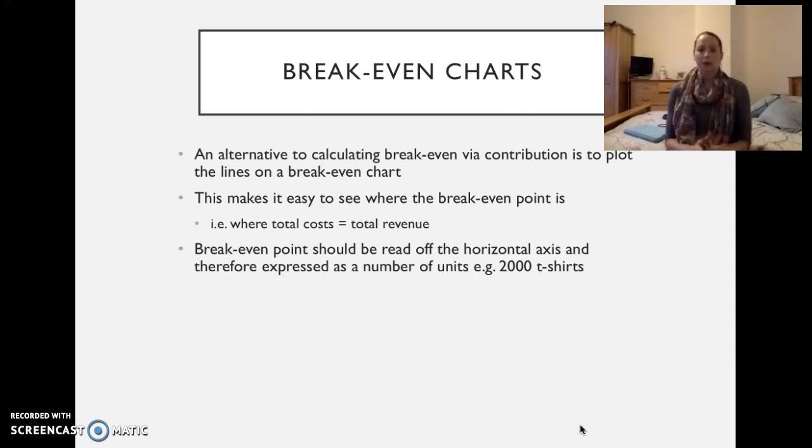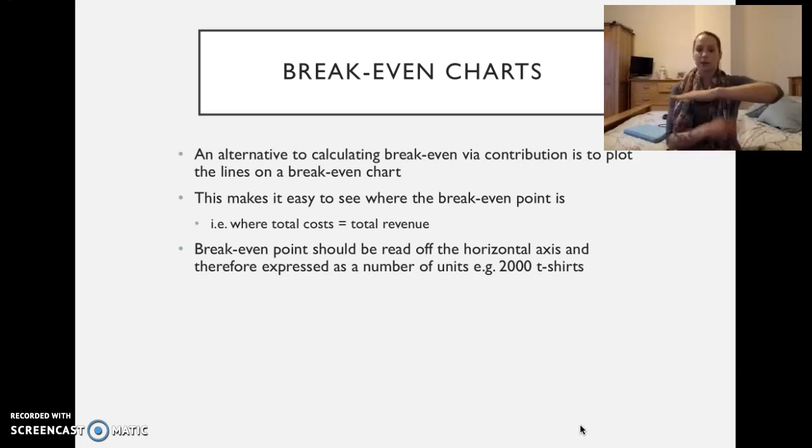So break-even should always be read off the horizontal axis, okay? So vertical axis is straight up, horizontal axis is flat, and therefore expressed as a number of units. So across the bottom of your break-even chart, across your horizontal axis, this should always be expressed as a number of units.